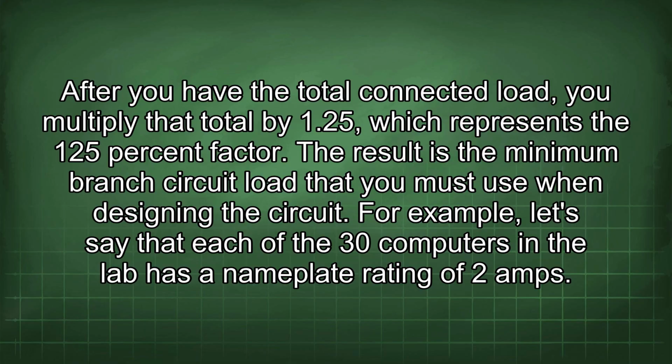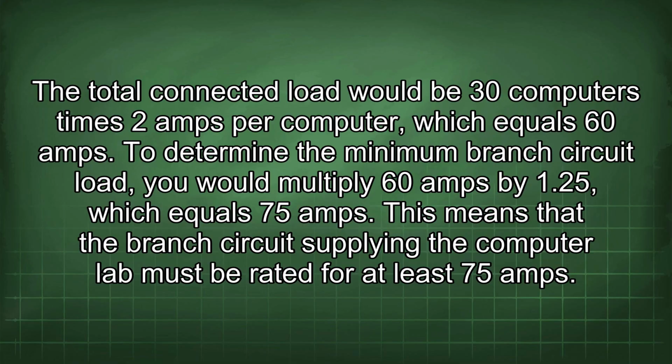For example, let's say that each of the 30 computers in the lab has a nameplate rating of 2 amps. The total connected load would be 30 computers times 2 amps per computer, which equals 60 amps. To determine the minimum branch circuit load, you would multiply 60 amps by 1.25, which equals 75 amps. This means that the branch circuit supplying the computer lab must be rated for at least 75 amps.